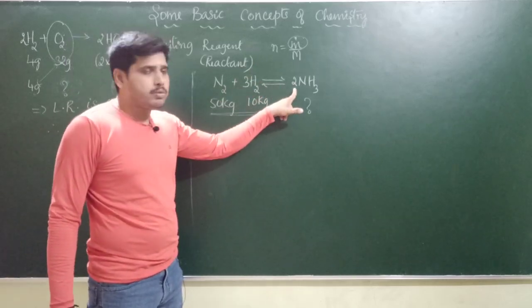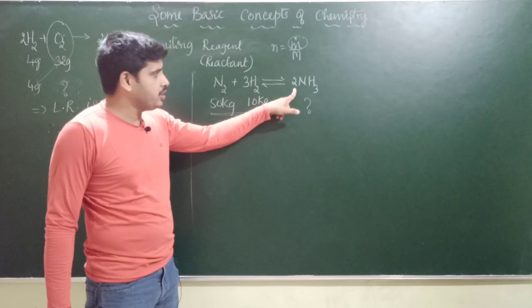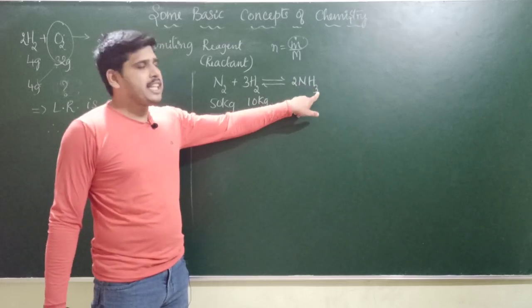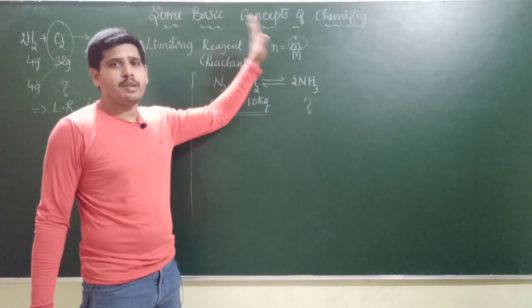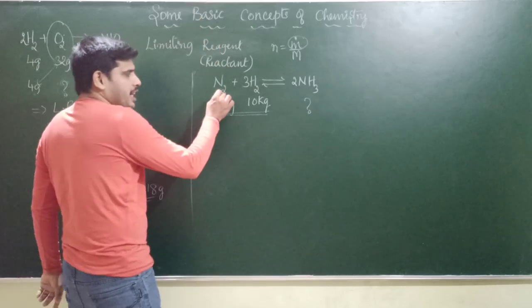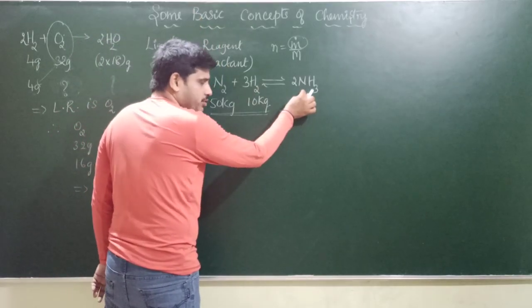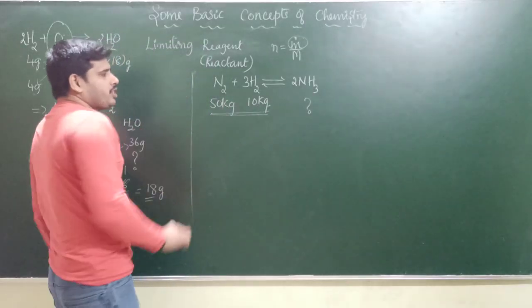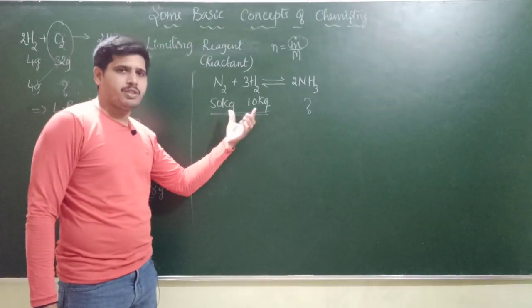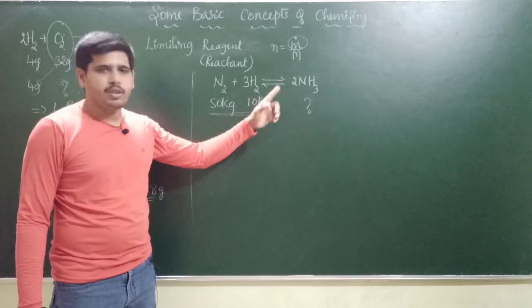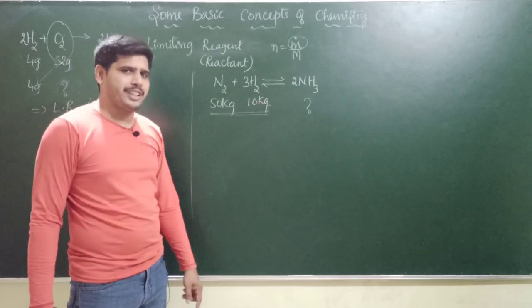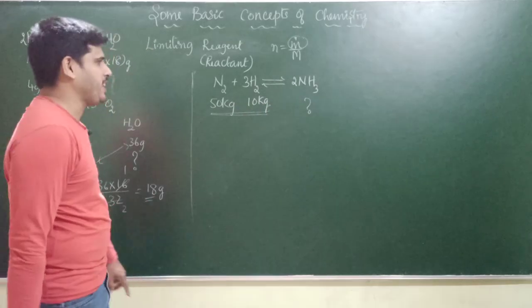What is the amount of product formed under that condition? 2 into 14 plus 3, 17, 34 gram of ammonia. So on one side you have the standard 28, here 6 grams, here 34 grams. Now find out, if we take in this ratio, what is the maximum amount of ammonia formed? Will you do this? Yes, you can. You will definitely be fine.